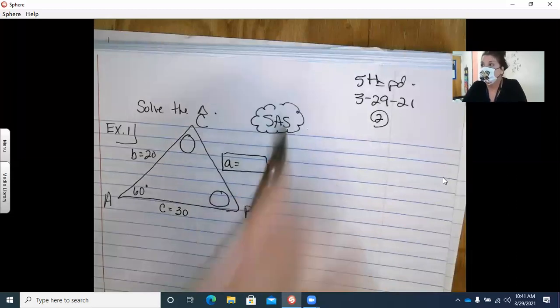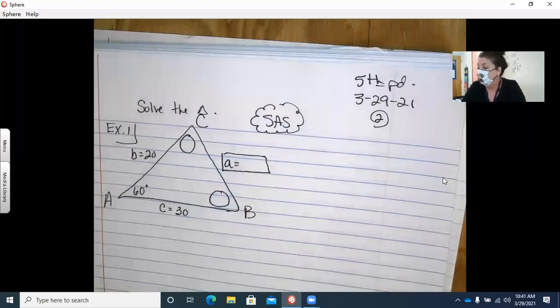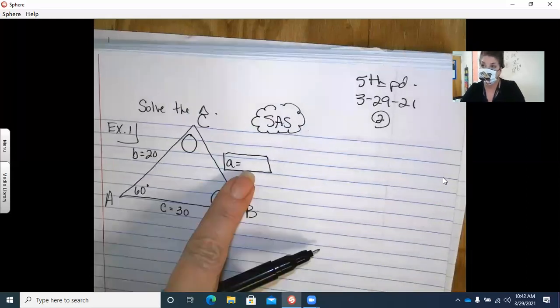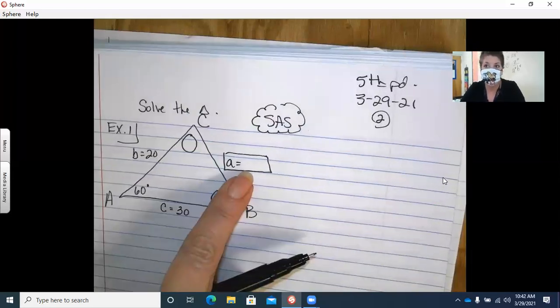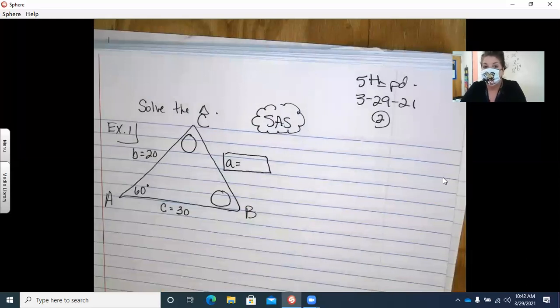We can't use the law of sines on this because we could if we knew an angle and a side opposite of the angle. But we only know one angle and we don't know the side opposite of it, right? So we can't use law of sines on this. If we could, sweet, but we can't. So we're going to look at law of cosines. Law of cosines we can use on a side angle side or a side side side.